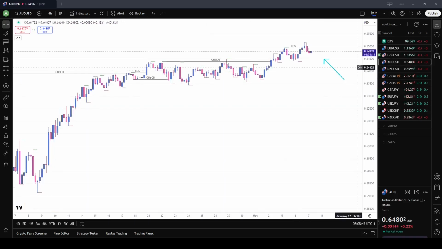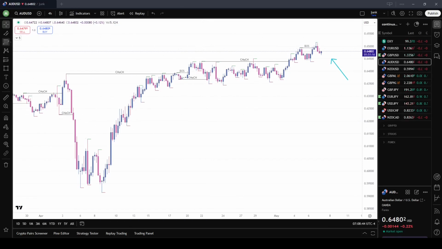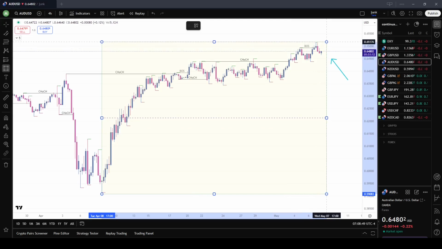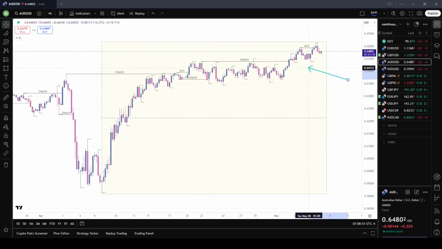AUD USD. Let's map out the current range. Prices continue to trade higher. I was saying this is the overall range. Prices could retrace back down at a discount and target an area of demand, which I'd be looking at for a buying opportunity, but it doesn't have to do that.